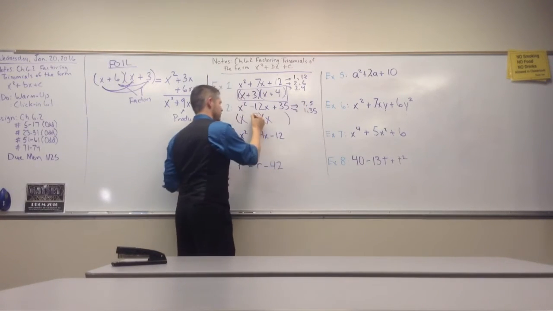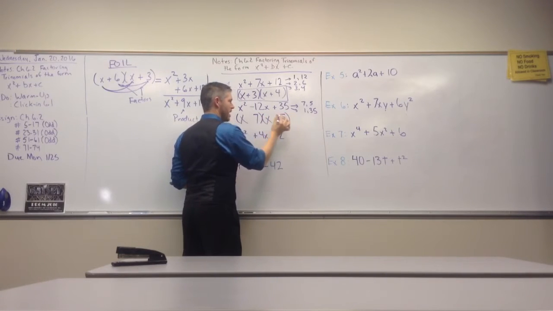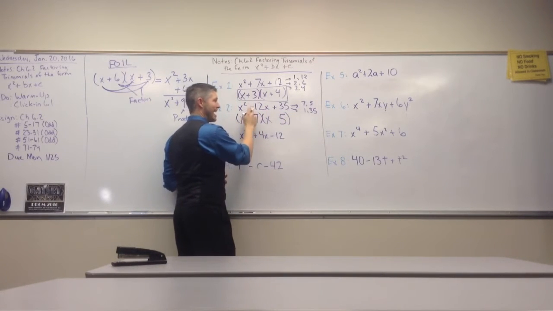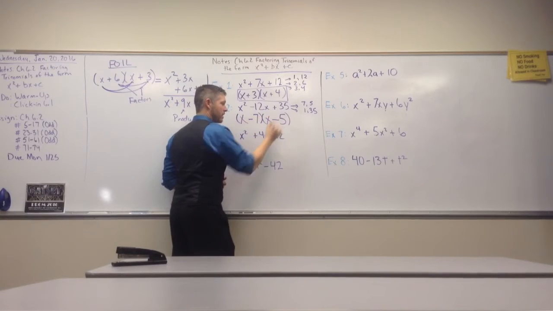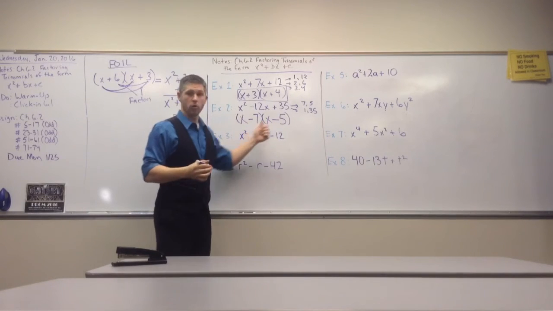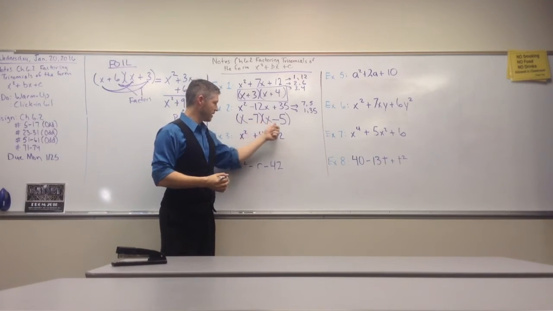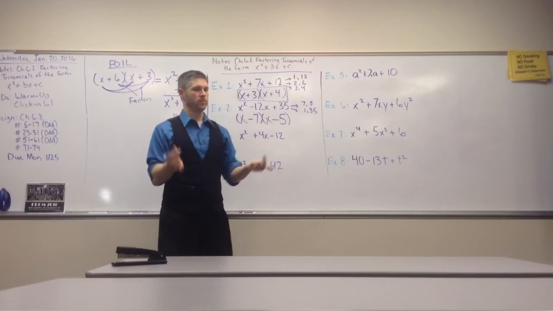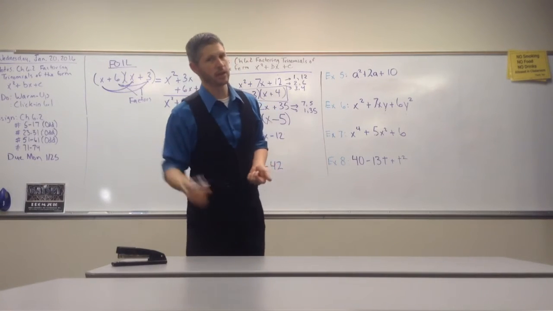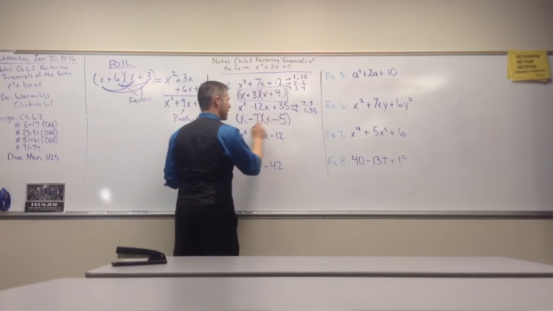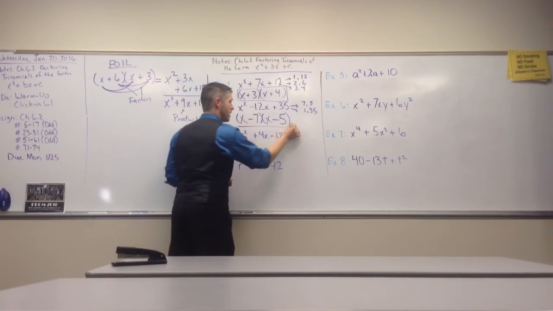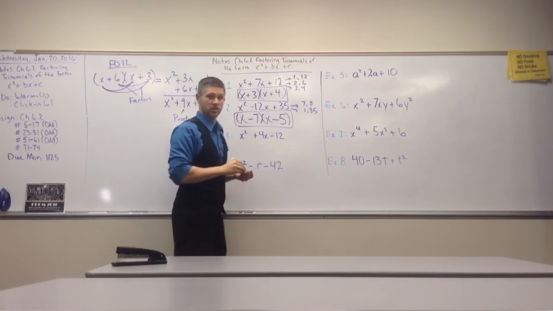So 35 is here. Well, the only combination that gives me a 12 is what? 7 and 5, right? So that's going to be a 7. That's going to be a 5. And notice, they have to add to give me a negative. In this case, the only way I can combine them is if they were both negative signs. Well, how do negative 7 and negative 5 give me a positive 35? Well, if you'll recall, negative times negative is a positive. So these work out okay. So these are the factors of that quadratic expression right there.